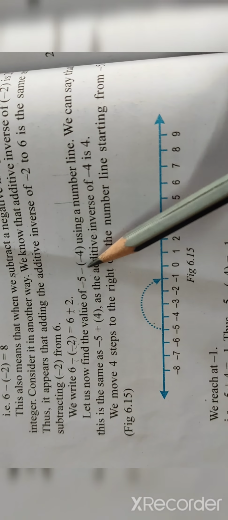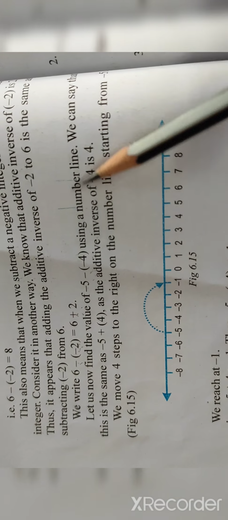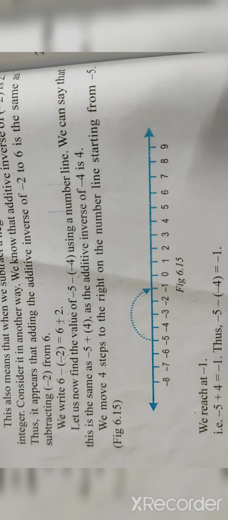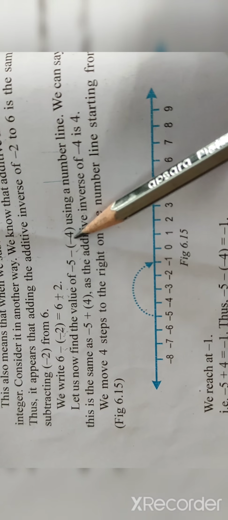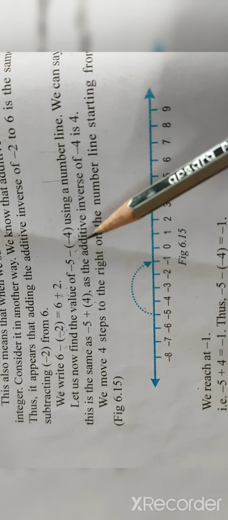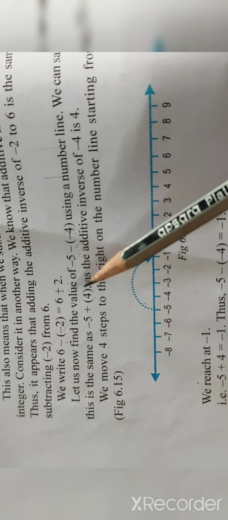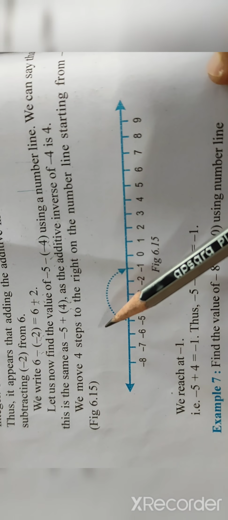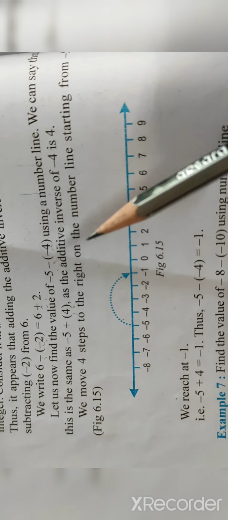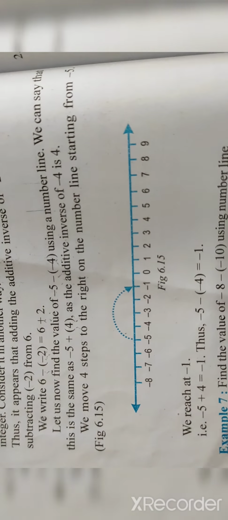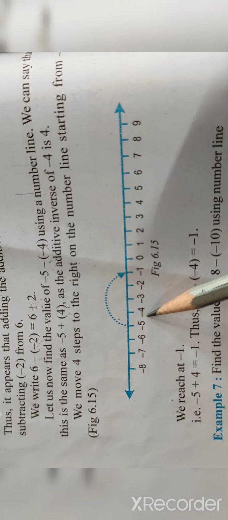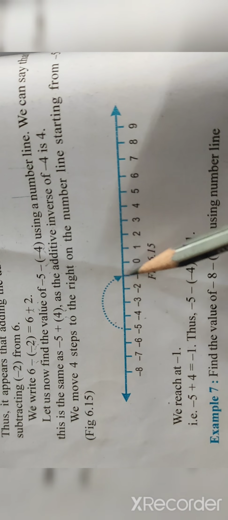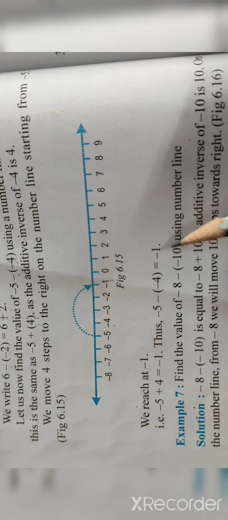Let us now find the value of minus 5 minus minus 4. Using a number line, we can say that this is the same as minus 5 plus 4, as the additive inverse of minus 4 is 4. We move 4 steps to the right on the number line, starting from minus 5. So first we will choose minus 5, then plus is there, so 4 steps, answer will be minus 1.